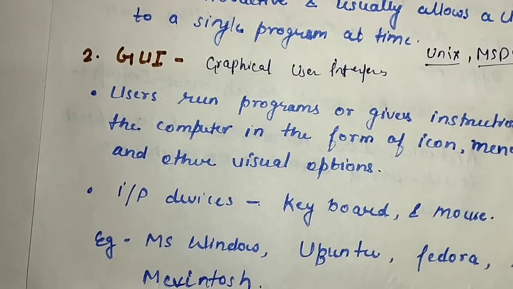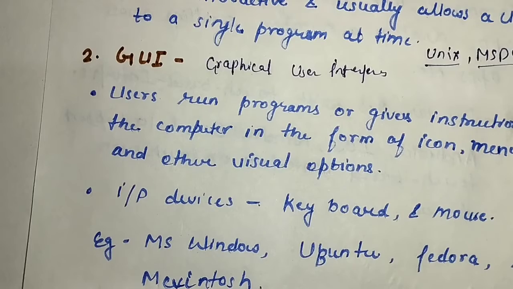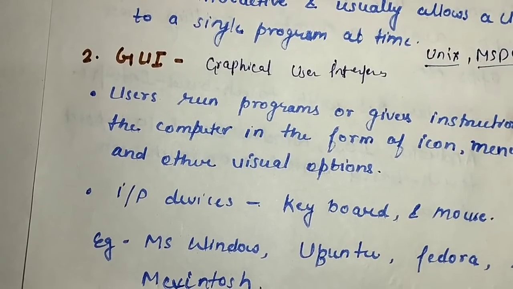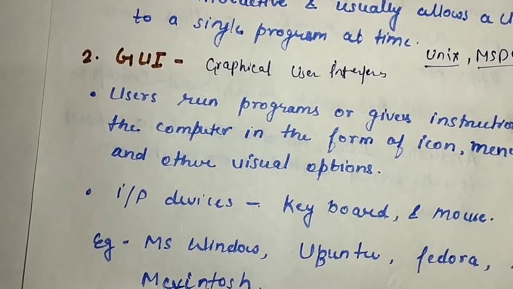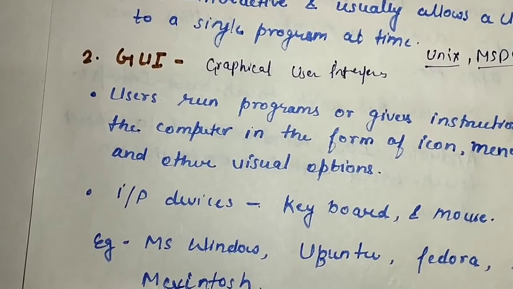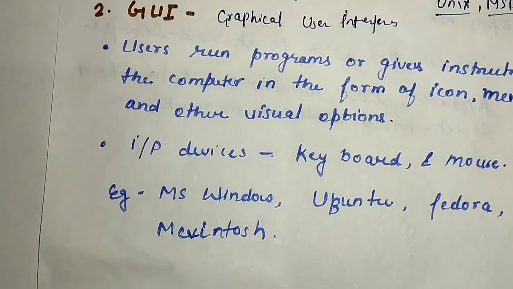Here the input device is keyboard and mouse because we are entering the username and password, or if we want to interact with the application, then we can click on that icon of the application. So the example is MS Windows, Ubuntu, Fedora and Macintosh.